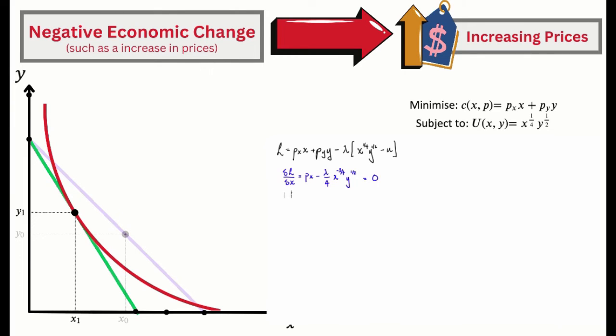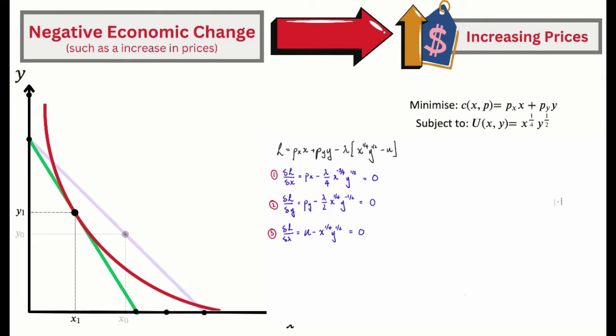So our next first order condition is going to be the rate of change of the Lagrangian with respect to the good Y. And this is going to be equal to the price of Y minus the Lagrangian on 2, X to the power of 1/4, Y to the power of negative 1/2, and that's equal to 0. And finally, we have the rate of change of the Lagrangian with respect to the Lagrange multiplier, and that's equal to U minus X to the power of 1/4, Y to the power of 1/2, and that's got to be equal to 0.